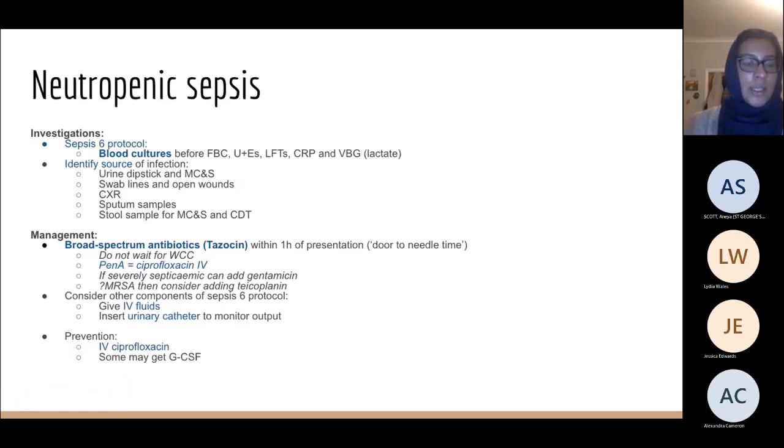And some people can be given ciprofloxacin as prophylaxis to prevent neutropenic sepsis. And some people are given something called GCSF, which means granulocyte colony stimulating factor. What that does is it basically stimulates your bone marrow to produce neutrophils. So that can sometimes be given to some people prophylactically to prevent them from having neutropenic sepsis. I hope that makes sense.